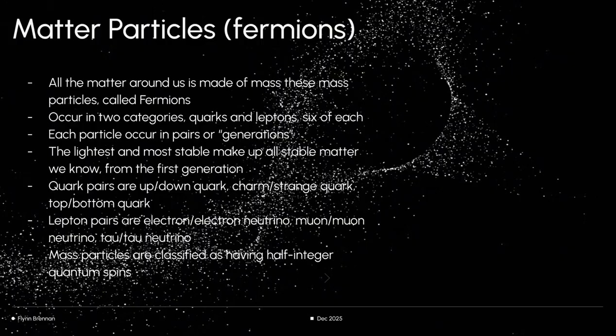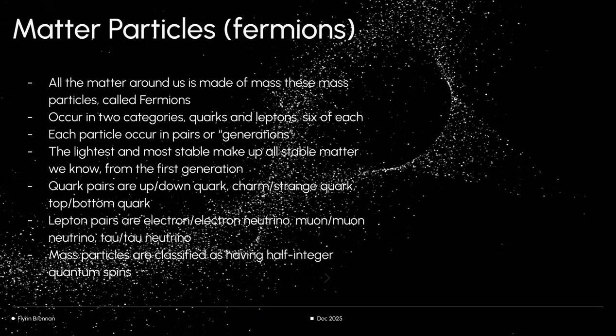These particles occur in two categories called quarks and leptons. There are 6 quarks and 6 leptons, each occurring in pairs, or what they call generations. So the lightest and most stable particles make up the first generation. All stable matter in the universe, basically all matter around us that we can see and interact with, is made up from these particles in the first generation.